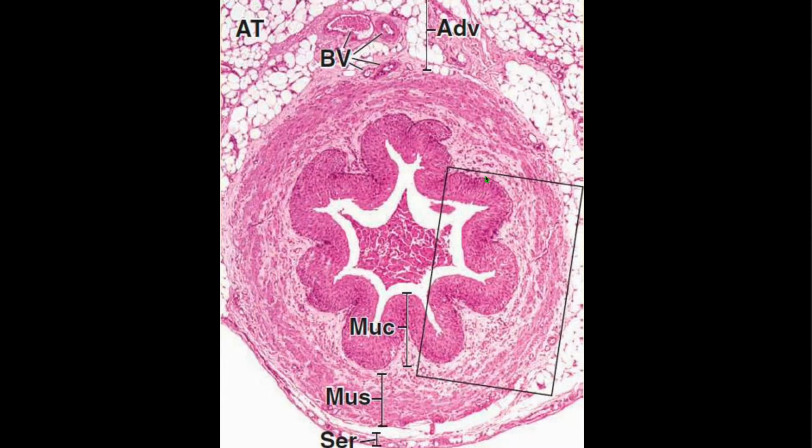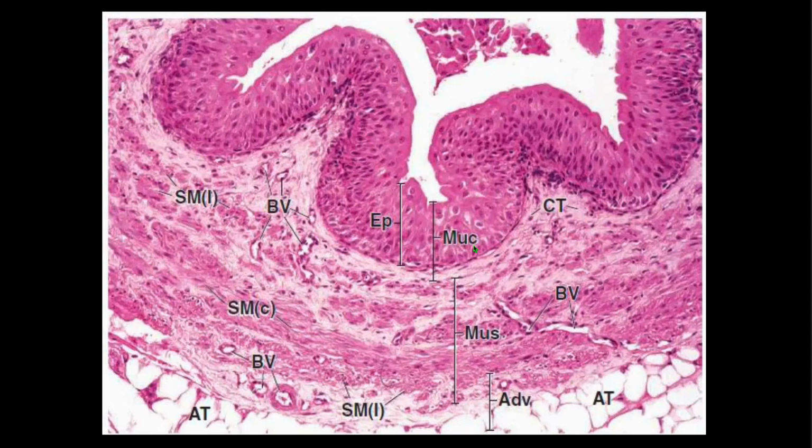Next, we will see a higher magnification diagram of this rectangular shaped region. Here it is. Now you can see the layers of the wall better. The wall of the ureter consists of the mucosa over here in the upper part, the muscularis layer, and the adventitia. One can immediately recognize the thick epithelial lining which is over here, which appears distinct and sharply delineated from the remainder of the wall.